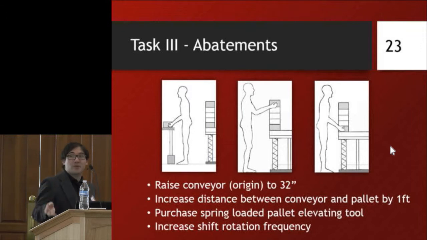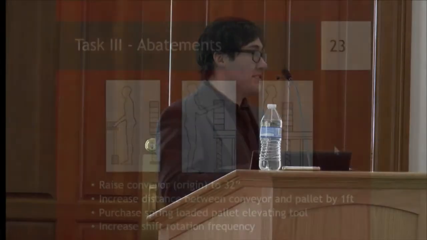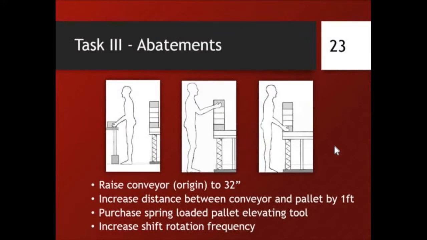Additionally, we suggest increasing the distance between the pallet and the conveyor belt by 1 foot, giving them a significantly greater amount of room to move within, as well as the purchase of a spring-loaded pallet that also incorporates a rotational function. This keeps the destination of the lift at a constant 32.5 inches off the ground up until the higher stacking tasks. And then finally, increase the shift rotation frequency.